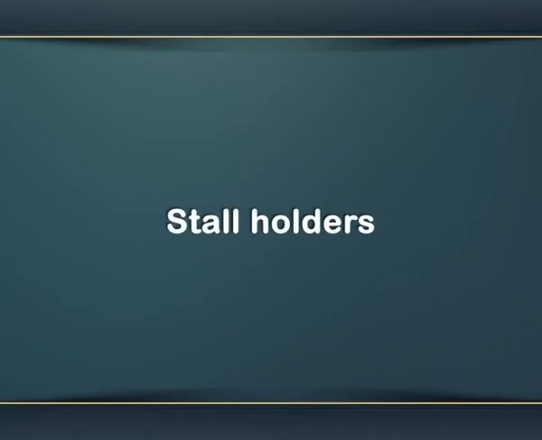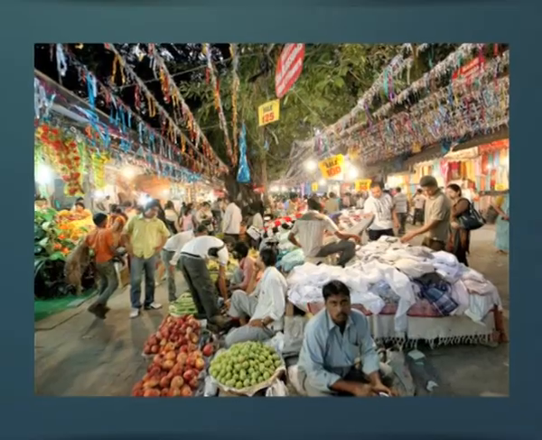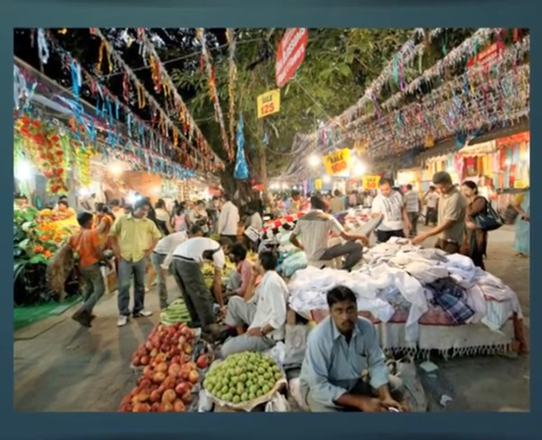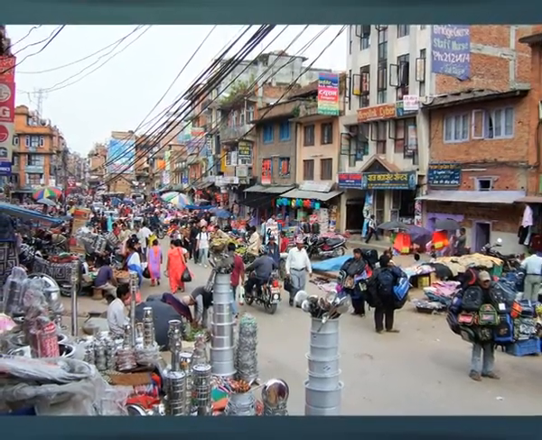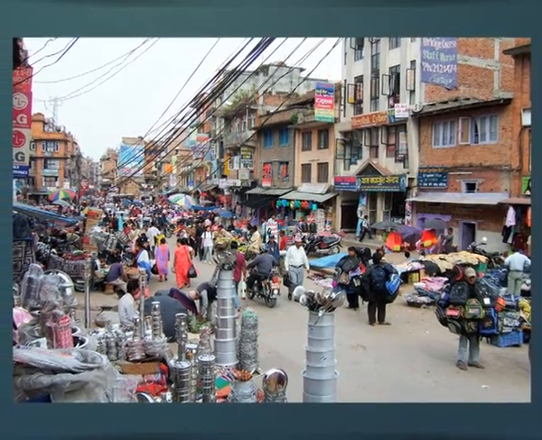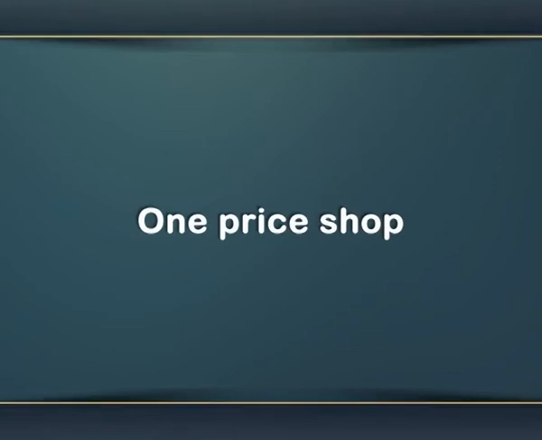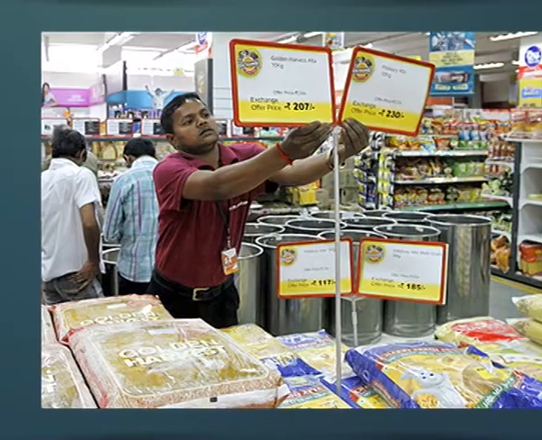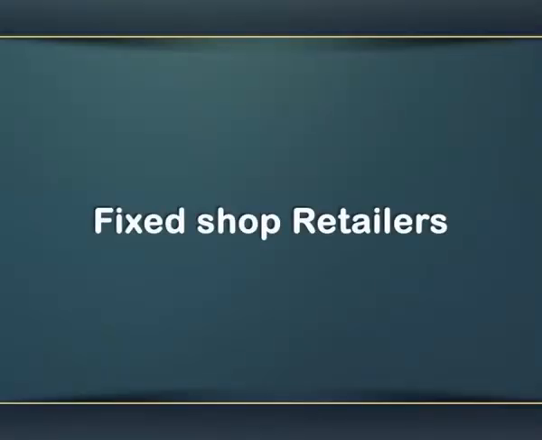Stall holders, popularly known as market traders, hold stalls at periodic market on market days, which may be once a week or once a month. They sell cheap items of daily use. They move from one market to another in search of business prospects. One price shop. Under this type of retailing, usually low-priced items which are in constant demand are sold at uniform price. Fixed shop retailers. Fixed shop retailers are those retailers who have shops of their own.